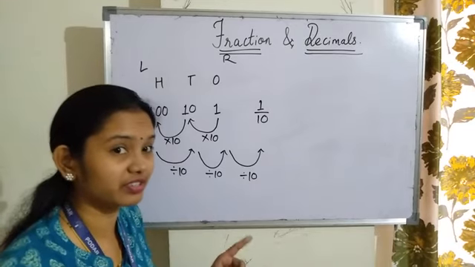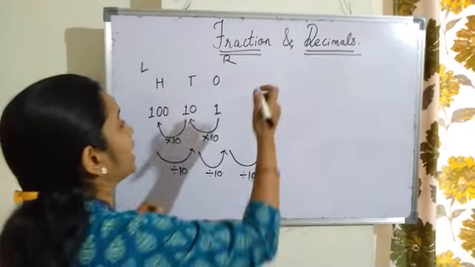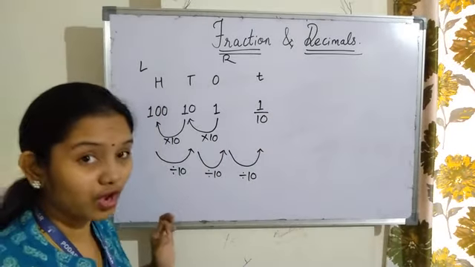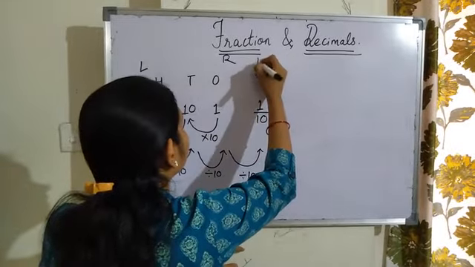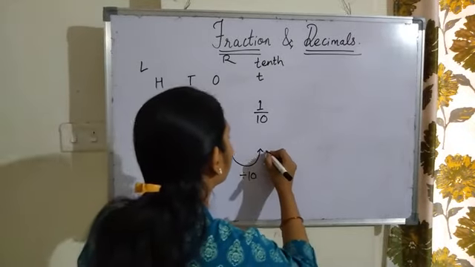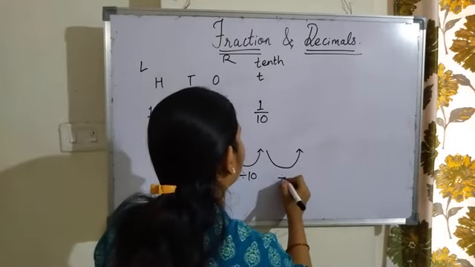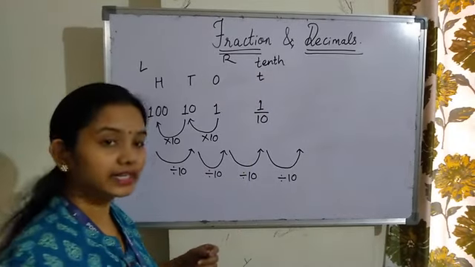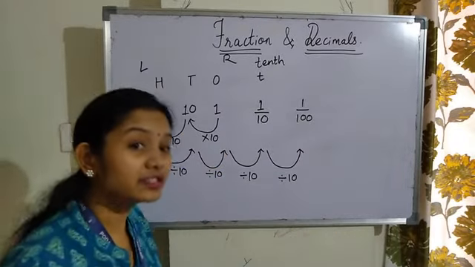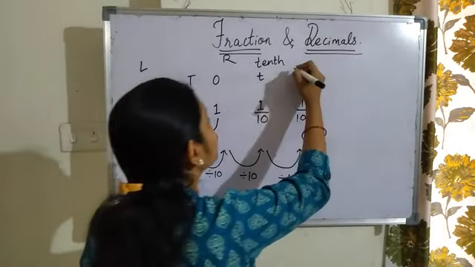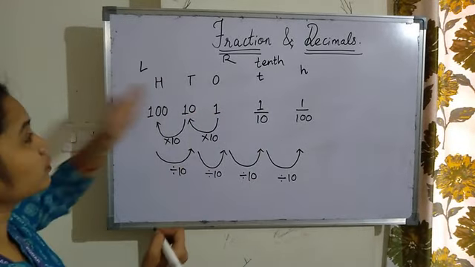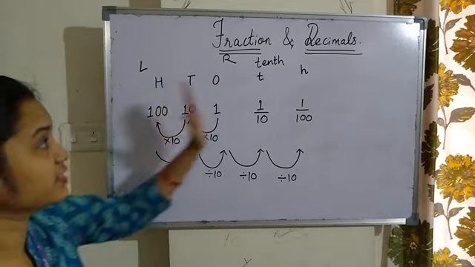This is called the tenth place, and this will be denoted as small t, and this is written as tenth, T-E-N-T-H. Again, if I want to move further towards my right side, of course I will have to divide it by 10. So I will get 1 by 100. And this also is written as small h.